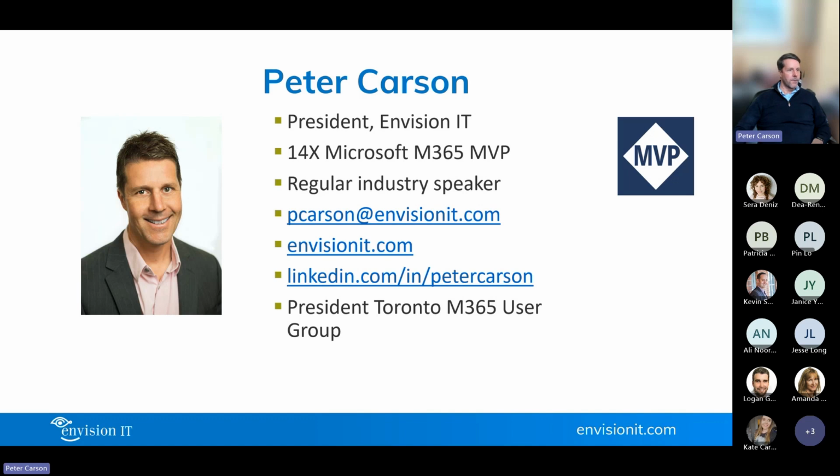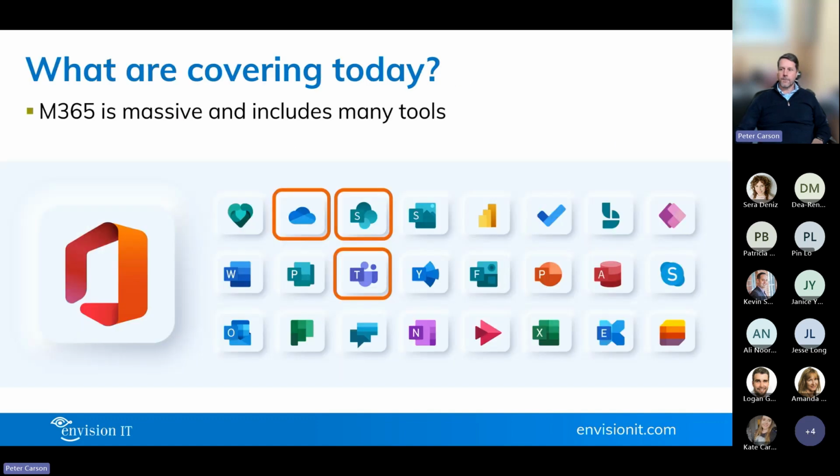Okay, so let's dive into our topic. And let's first clarify the scope of what we're looking at here. The M365 landscape is massive. I mean, this is not an all-encompassing set of icons of everything that's in Microsoft 365. You'll notice the three orange boxes around OneDrive, SharePoint, and Teams. That's really what our focus is going to be here.